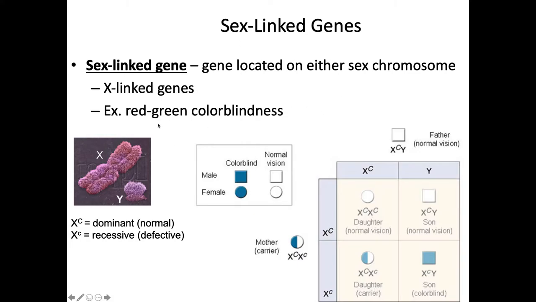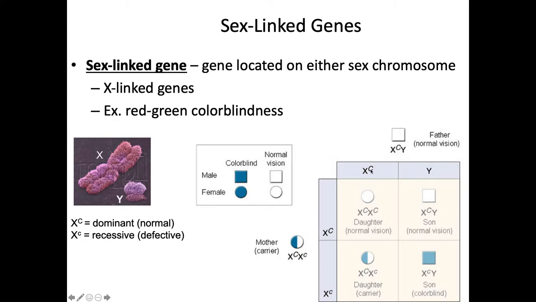One example is red-green color blindness. Okay. So with sex-linked genes, getting these disorders is a little bit different. For females, you have to be homozygous recessive. But for males, you only need one defective allele to be affected.